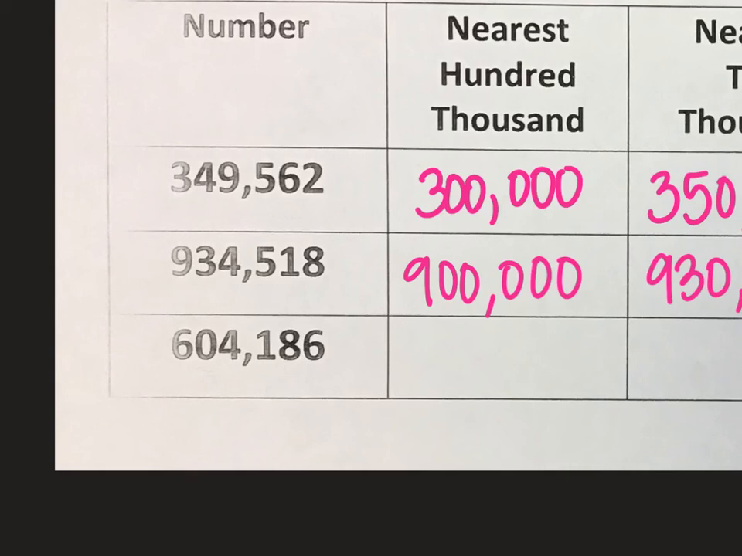Okay, now I have 604,186, and I want to round it to the nearest 100,000. What digit is in the 100,000s place, Hudson? 6. The 6. I'm going to draw an arrow to the number to the right. Is it 4 or less, or is it 5 or above, Nathan? 4 or less. So I'm going to let that 6 rest, meaning it's going to stay the same. Everything after that 6 becomes a 0. So 604,186, rounded to the nearest 100,000, is 600,000.